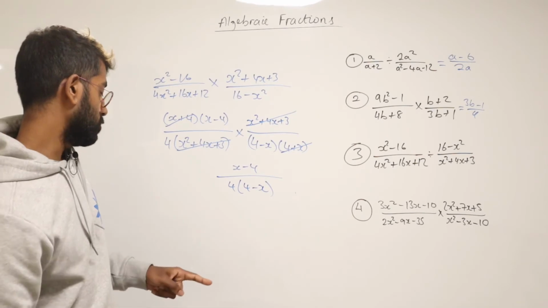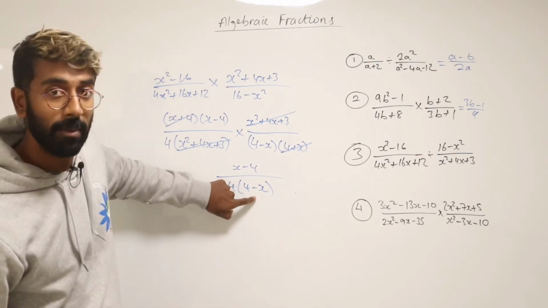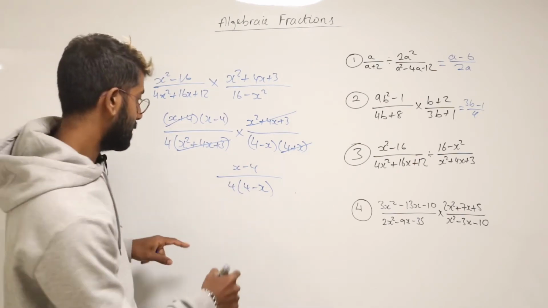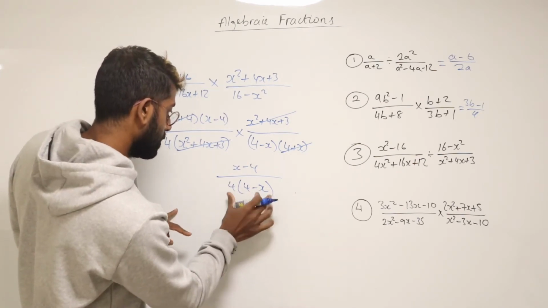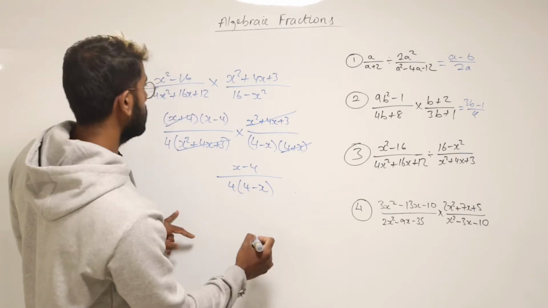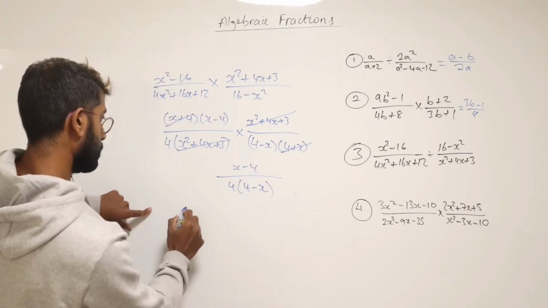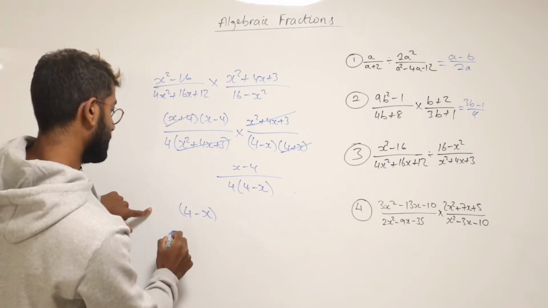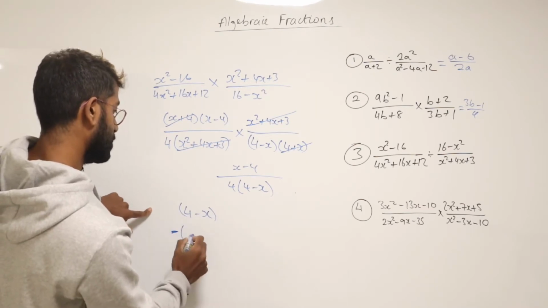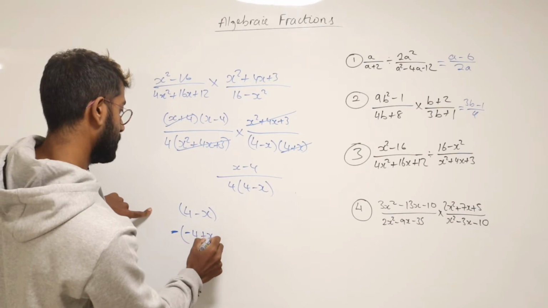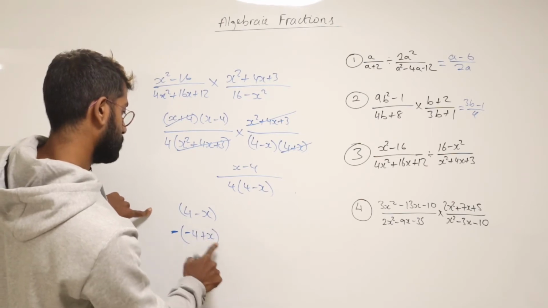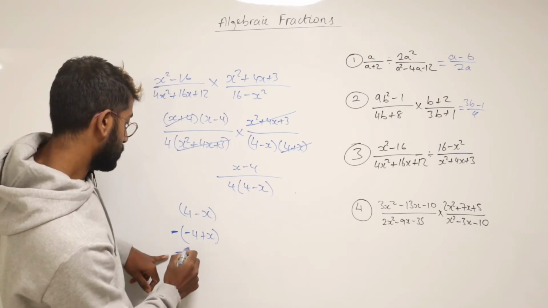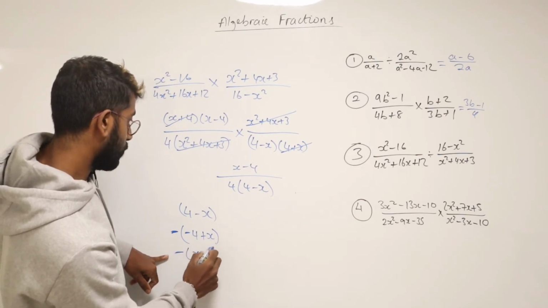So what we could do is maybe we could factor out a minus from this. Because if we do that, then watch what happens. So this here, let me just write it over here. We'll go 4 minus x. That's what it is at the moment. But if I take a minus out of there, then I can write minus 4 plus x. So it will change the sign of everything inside the bracket, which means I can write this as x minus 4.